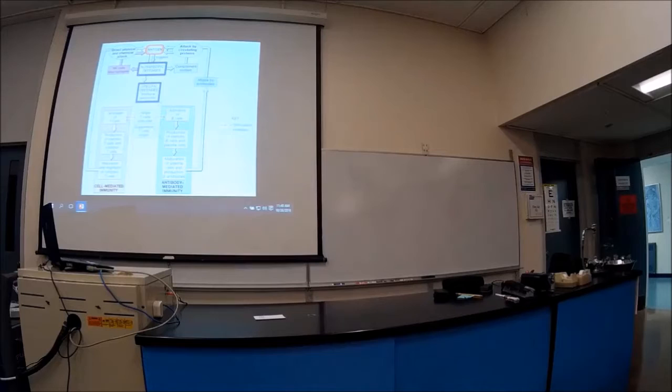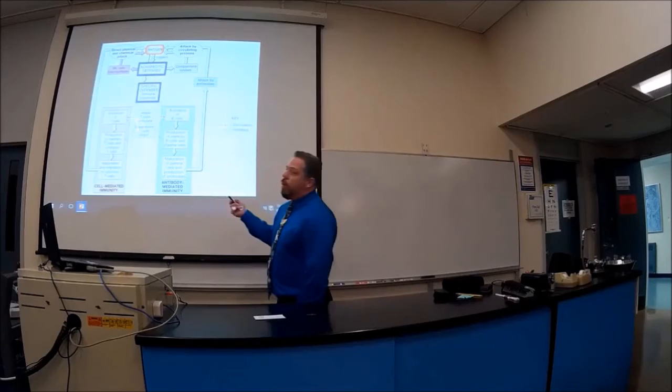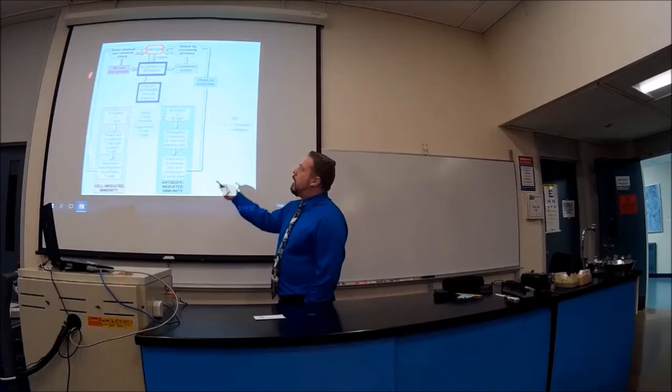Now the acquired immune system has those two branches. We're either going to activate B cells, which are going to make antibodies, and those antibodies will then come back up here so that we can recognize that antigen for future reference. Or we can also make cytotoxic T cells, the killer T cells, and that's going to destroy whatever that virus is infecting. All right?